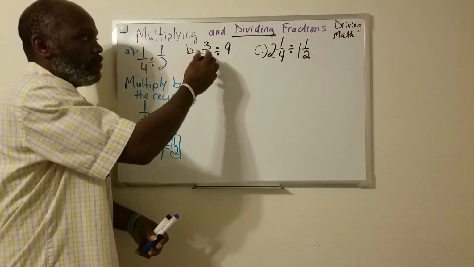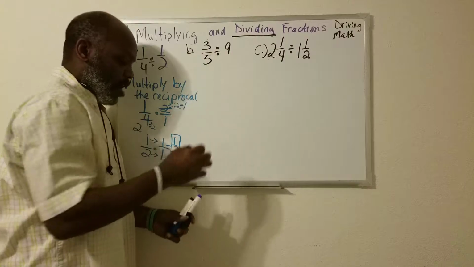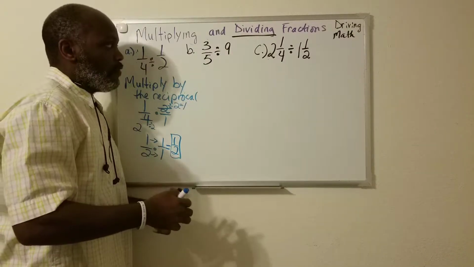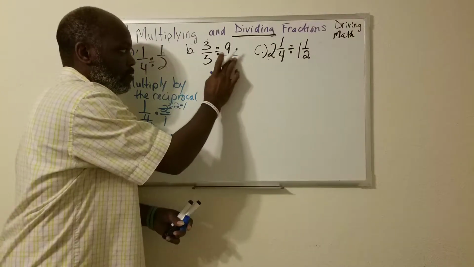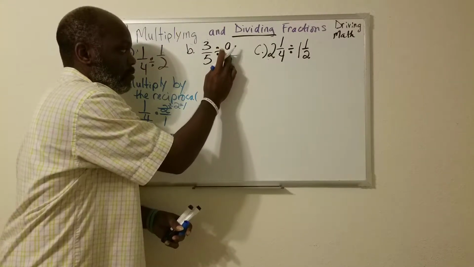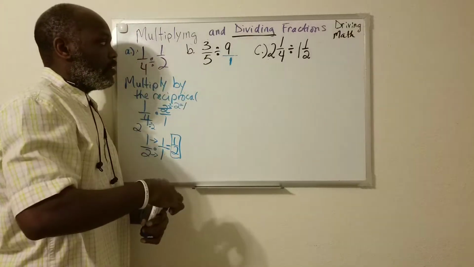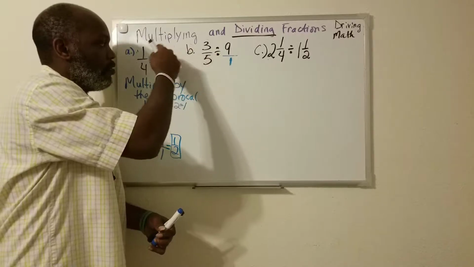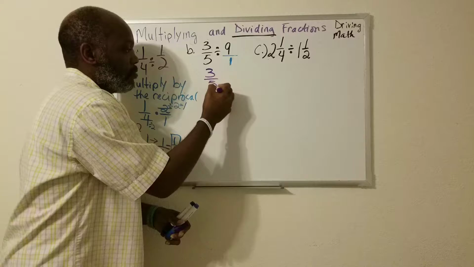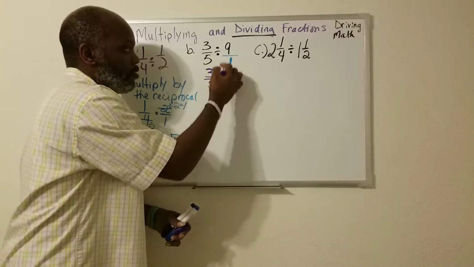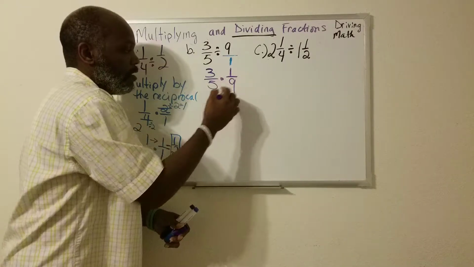The next problem, we have 3/5 being divided by 9. So we're going to write the 9 as a fraction by putting it over the number 1. And now we have dividing fractions just like we did over here. So we write 3/5 times the reciprocal of 9/1, which would be 1/9.